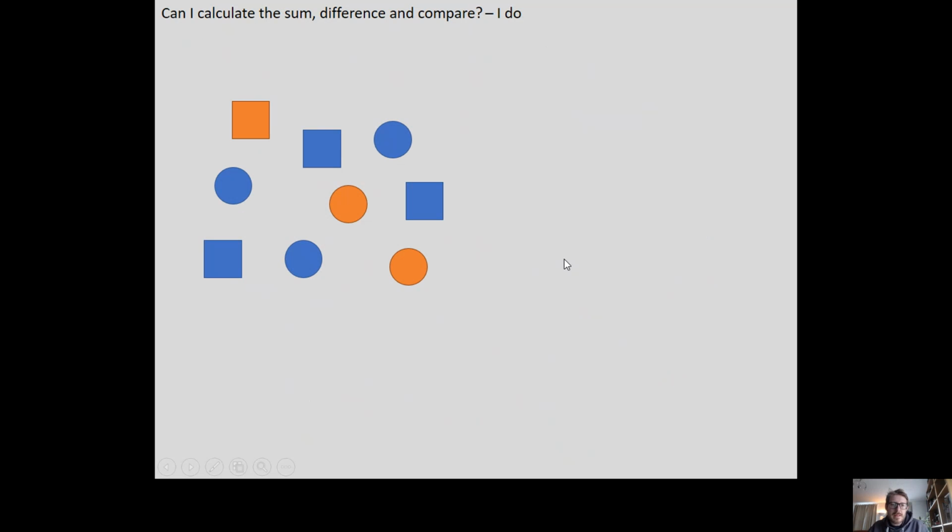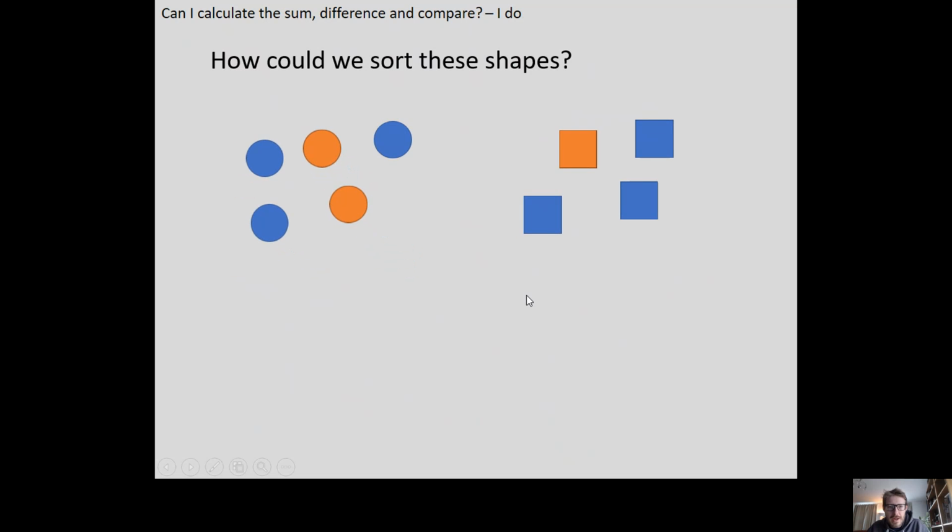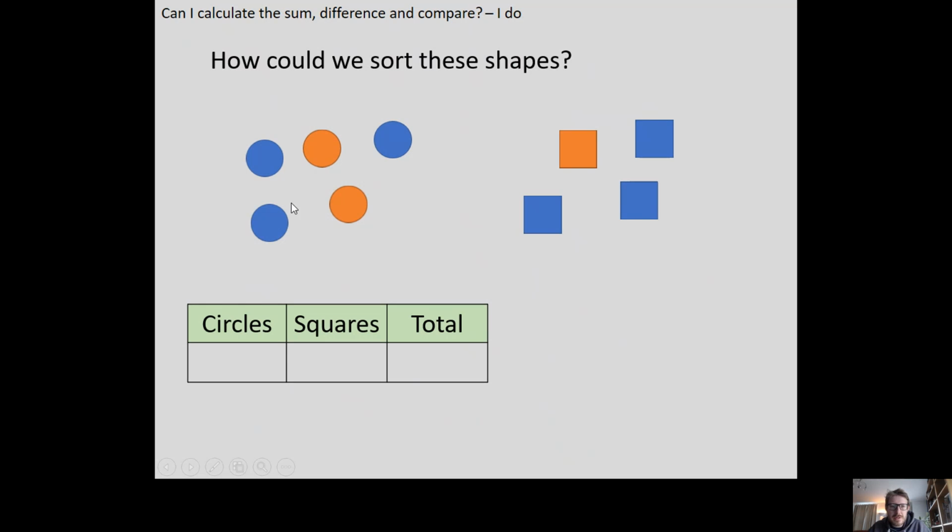Okay, right, this table, how could we sort these shapes? We've got some shapes here and we're going to arrange them into a table. How could we arrange them into a table? We could arrange them into circles and squares. So how many circles are there? How many squares are there? There are 5 circles and there are 4 squares. So in total, we have 9 shapes.